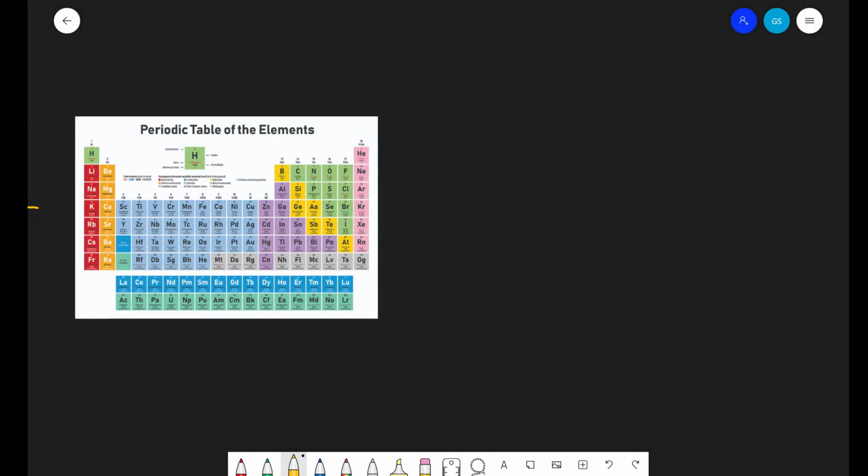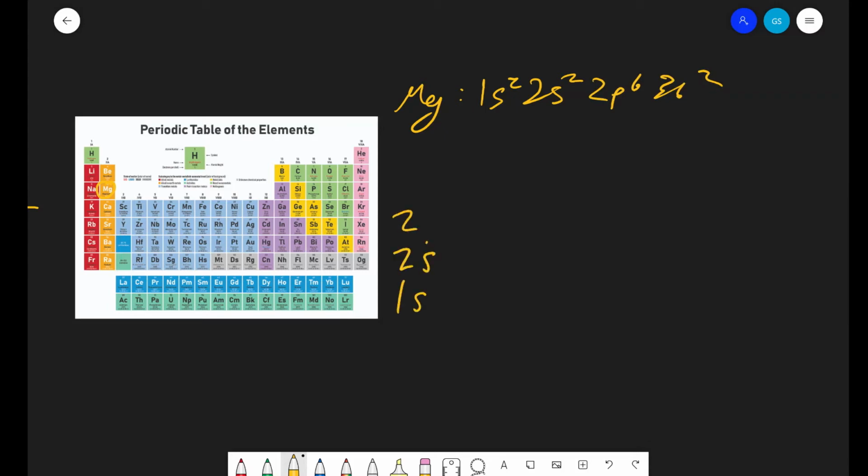Let's say I did magnesium. So magnesium, 1s2, 2s2, 2p6, 3s2, right? Magnesium is right here. Let's draw it out. 1s, 2s, 2p, 3s. All right, let's draw the electrons in. Just plug them in. Plugging them in. All right.